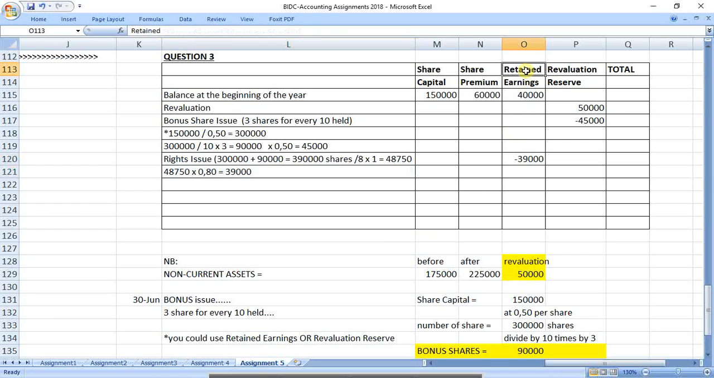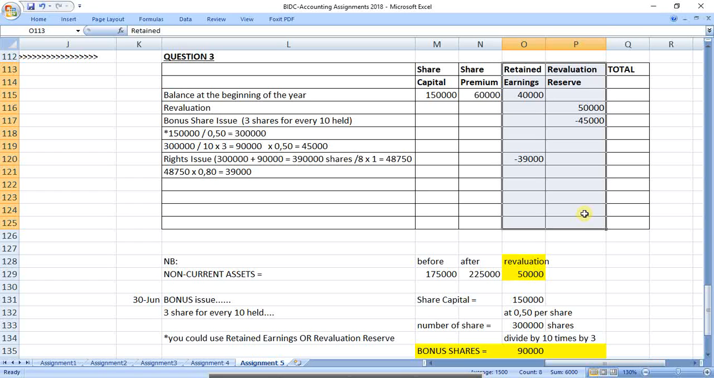My only concern is the columns. Do I use the retained earnings or do I use the revaluation reserve? Okay, you could have used either for the bonus issue and the rights issue. It just depends on how the company is going to be paying out these bonus or extra shares.